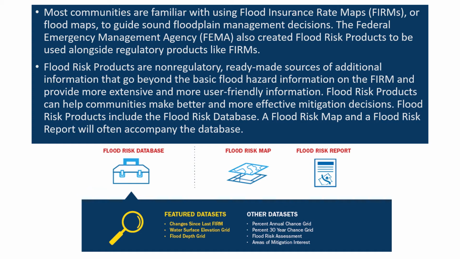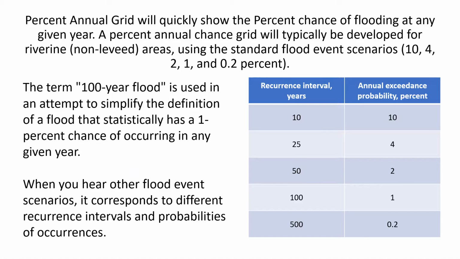Flood risk products include the flood risk database, which stores the changes since last FIRM, water surface elevation grids, and flood depth grids. It may also store the percent annual chance grid, percent 30-year chance grid, flood risk assessment, and areas of mitigation interest. A flood risk map and a flood risk report will often accompany the database. The percent annual chance grid will quickly show the percent chance of flooding at any given year.